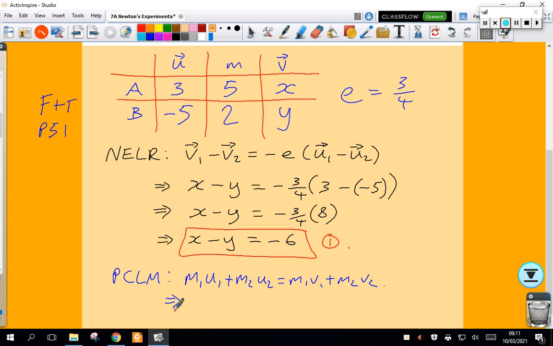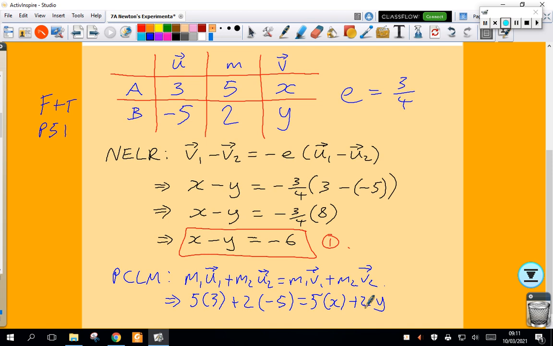And again, we have to be careful with the negative sign. That has to be included. We're talking about velocities here, not necessarily speeds. So m1 u1: m1, that's the mass of the first object, 5, times its initial velocity, 3, plus m2, well that's 2, times its initial velocity, that's negative 5, is equal to m1, again 5, times its final velocity, we're just calling that x, we don't know what it is yet, plus m2, 2, times its final velocity, y.